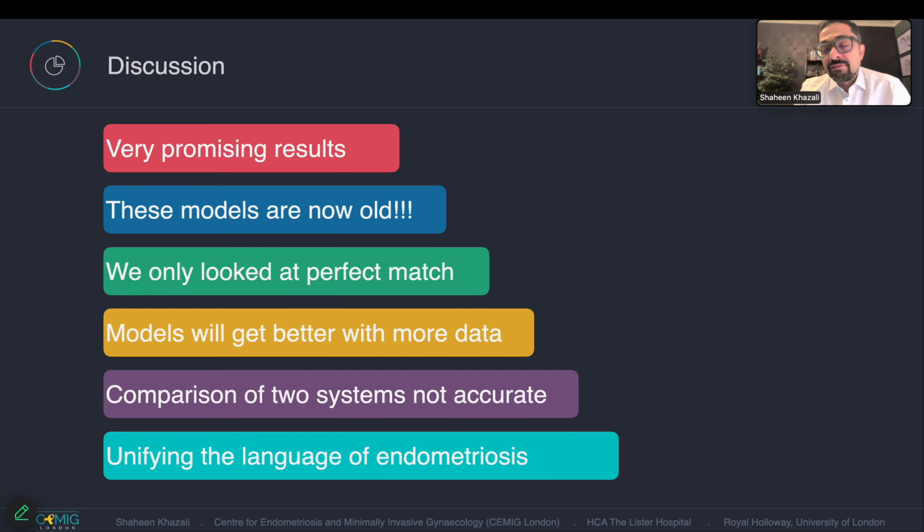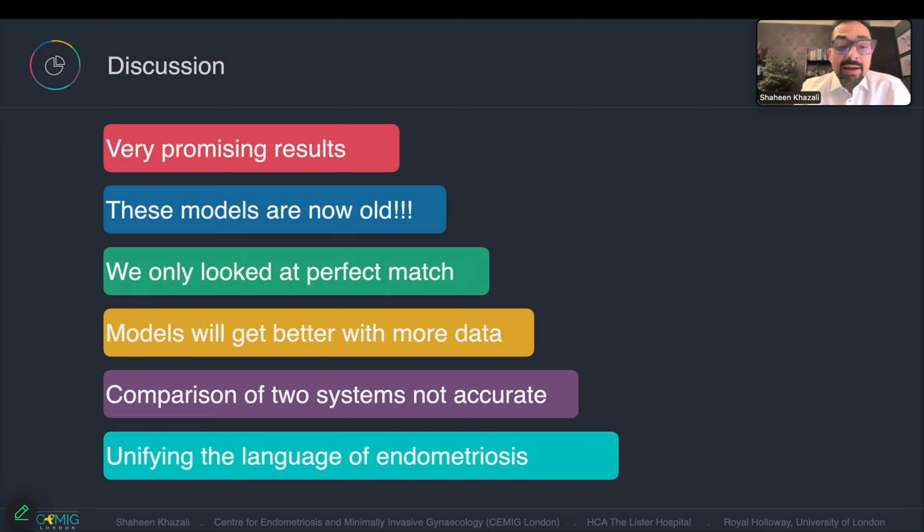We only looked at perfect matches. If we allow for one compartment mistake, then it would have been a completely different story. That's also something that we're working on and analyzing. The models will get better as we publish more data on these two staging systems.